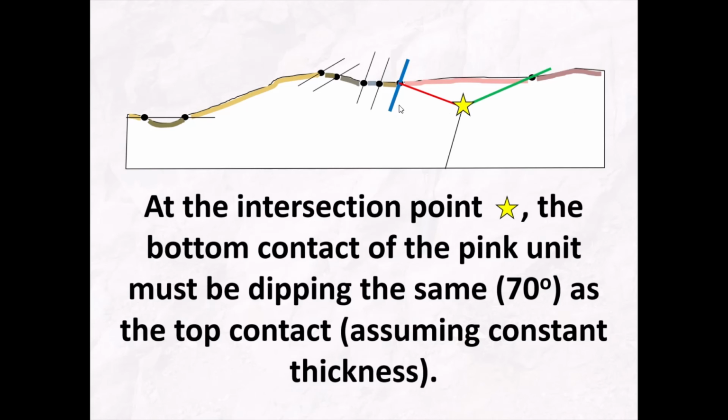Now in order for this rock to maintain constant stratigraphic thickness, at the point that I've marked, at this star, the dip of the bed must be parallel to this top contact. So at this intersection between the two lines I've drawn, the dip of this contact must be the same as the top contact in order to keep this rock the same.